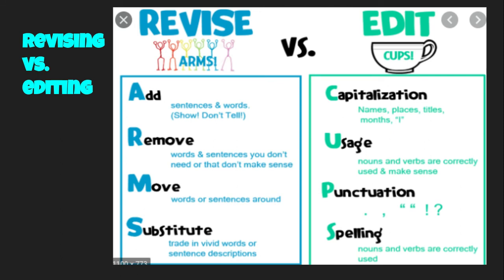So, over the next few weeks with your draft, we're going to be looking at revising it and editing it. There's a difference between the two. Remember, when you're revising, you want to think ARMS. You're adding sentences and words. You're removing words and sentences that you don't need or don't make sense. You're moving things around to make it sound better. And you're substituting and trading in different words and descriptions, all to make your writing better.